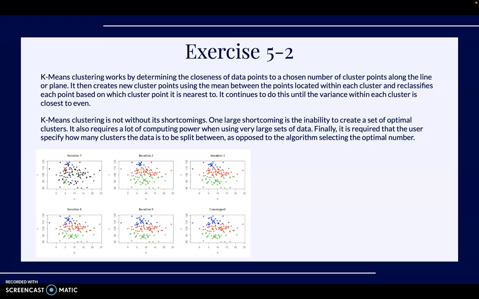K-means clustering is not without its shortcomings. A very large one is the inability to create a set of optimal clusters. So it will just do this until it is closest to even in variance. It can't determine which set of clusters would be the most accurate or the best.